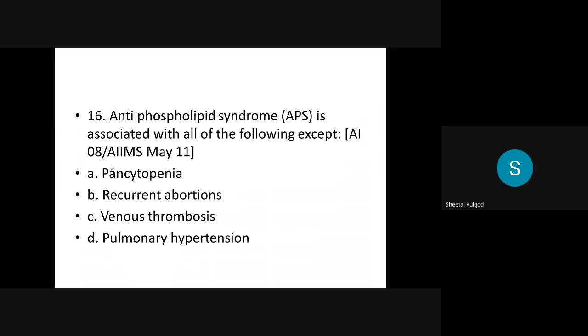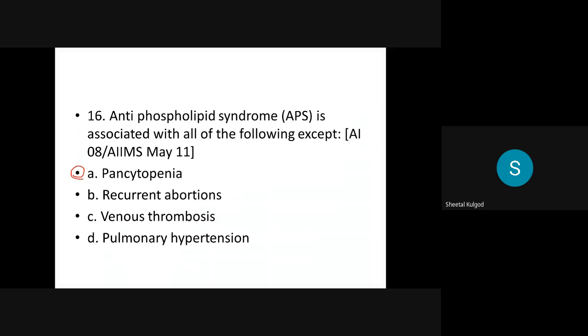Now, antiphospholipid antibody syndrome is associated with all of the following except: pancytopenia, recurrent abortions, venous thrombosis, pulmonary hypertension. What is the answer? Does antiphospholipid antibody syndrome cause pancytopenia? What is pancytopenia? A decrease in RBC, WBC, and platelets.